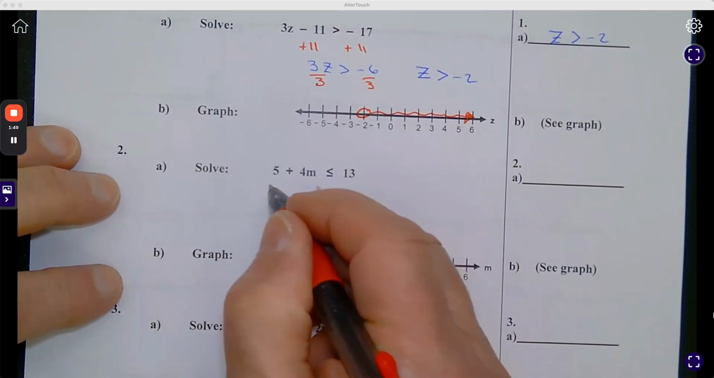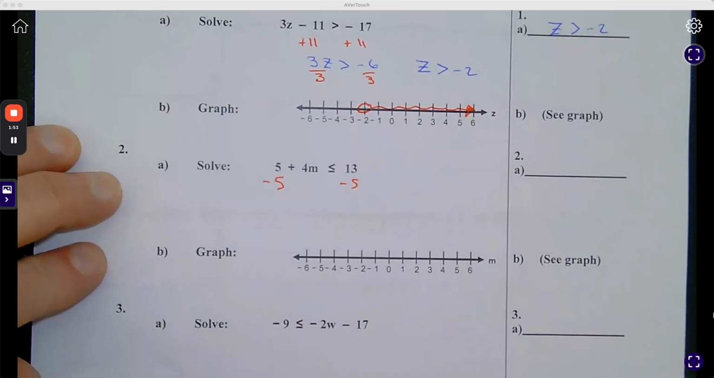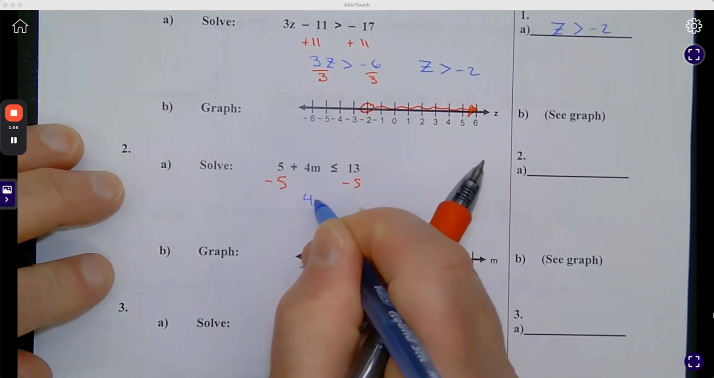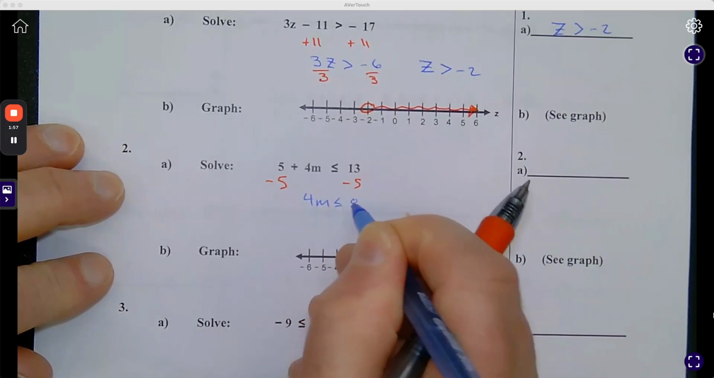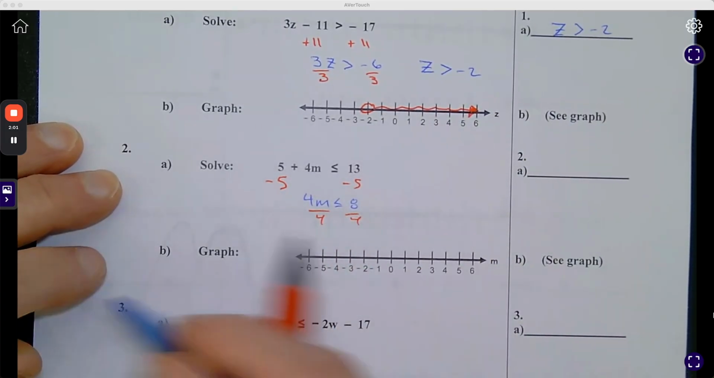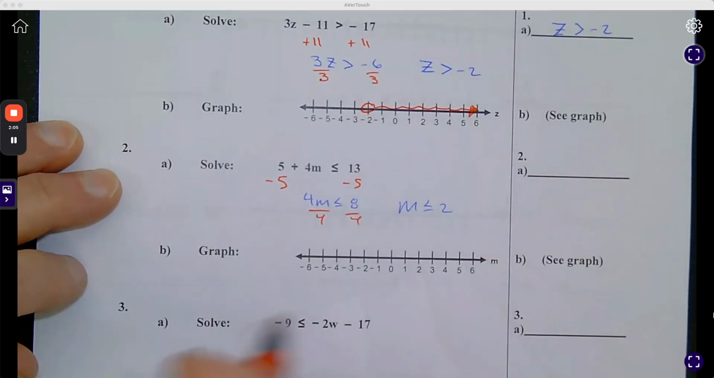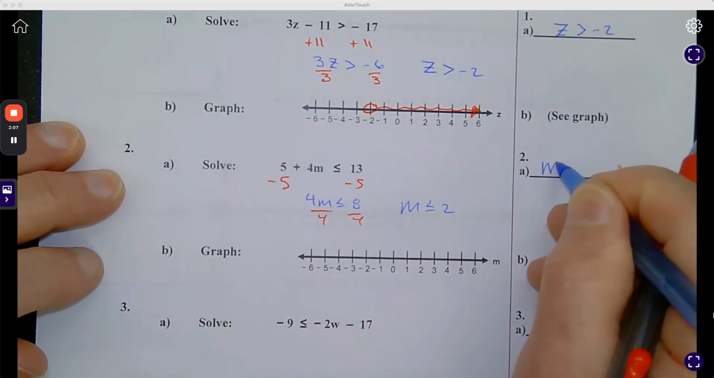Okay, let's do it again. So isolate M. 4M is less than or equal to 8. Divide by 4, and M is less than or equal to 2. Okay, so that's the solution.